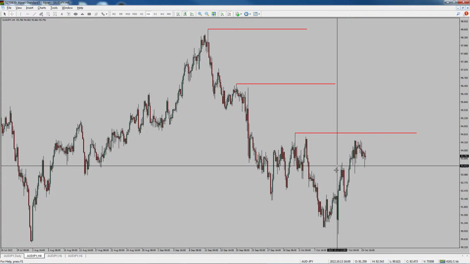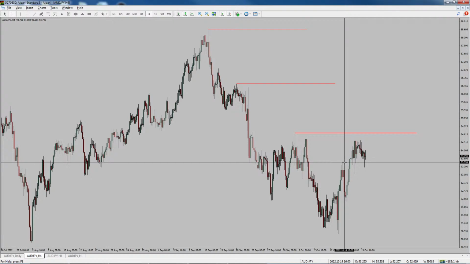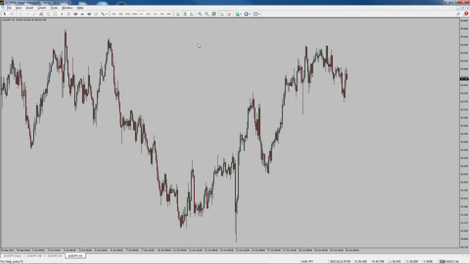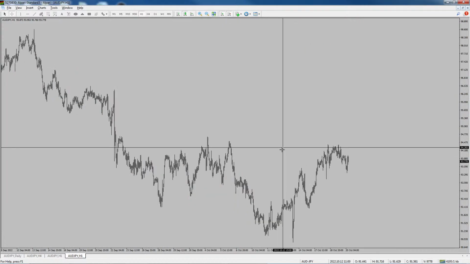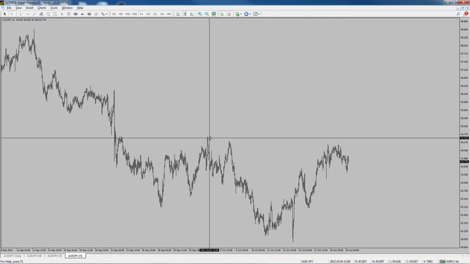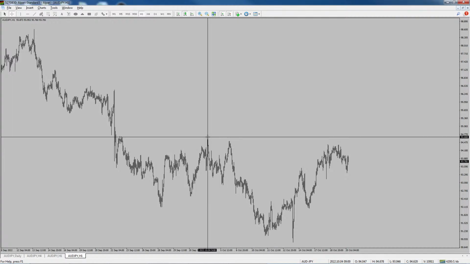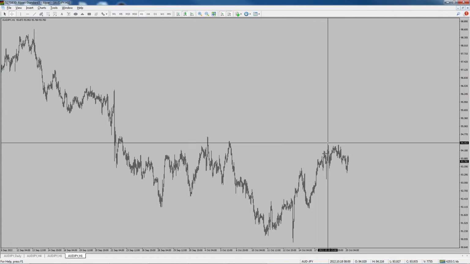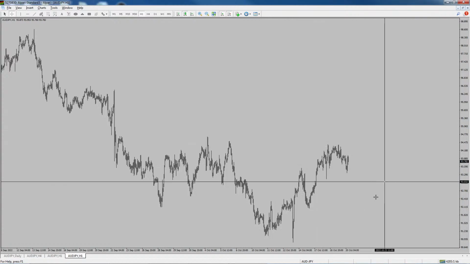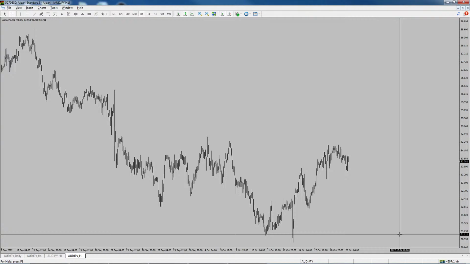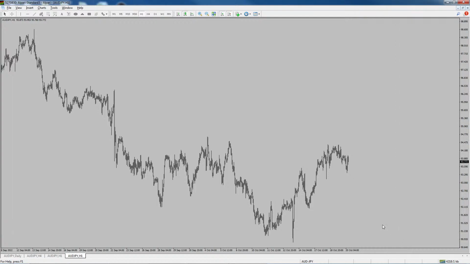Okay, this looks to me like a corrective phase or a corrective cycle, and this correction could go further, or it is possible that this is probably wave A, B, C, expect D, E, and then one more leg to the downside. That's also possible. So we will see whether that is going to be the case or not.